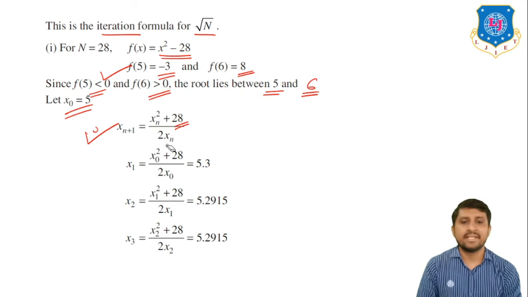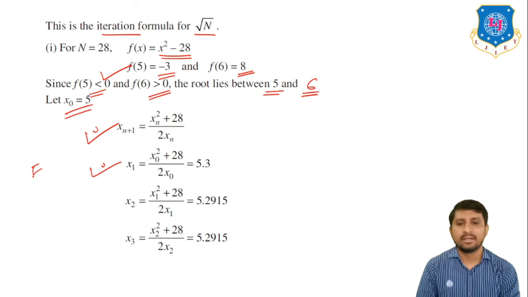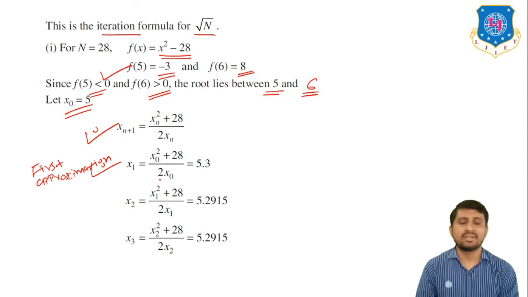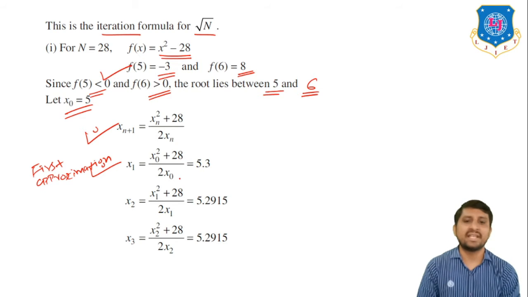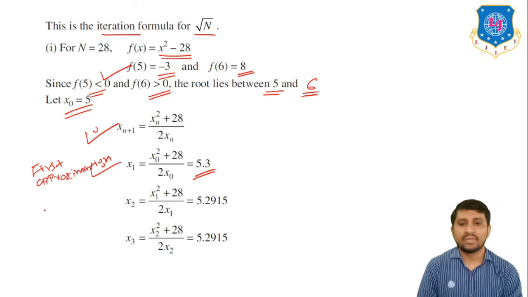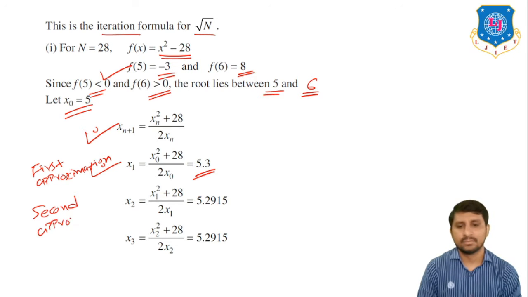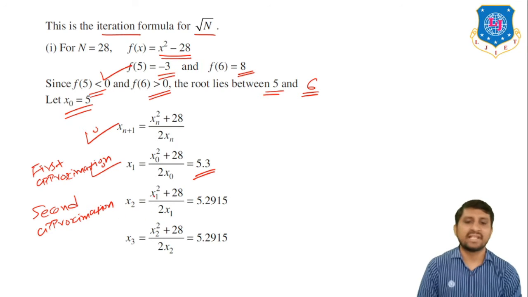Put in all these values. So this is my first approximation, x1, that is x0 square plus 28 upon 2x0, which equals 5.3. Here you can see 5.3. The second approximation, x2, equals x1 square plus 28 upon 2x1.